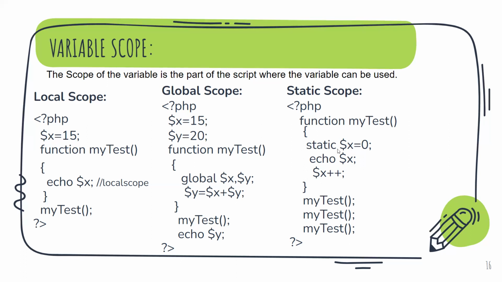Now when I call my test function once again, the static declaration will not be processed, because static variables are processed only once, that is at the beginning of the program. Now if I try to print x, I'll get 1 as output, and x is incremented, so x value will be 2. Once again when I call my test function, 2 will be printed and x is incremented. So this is about static scope.